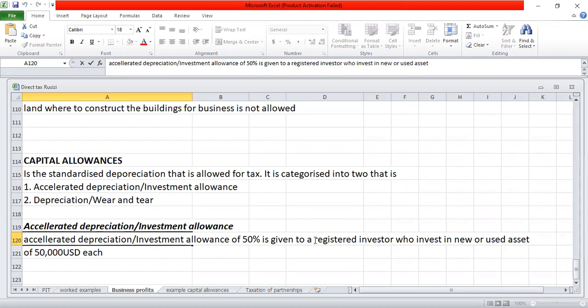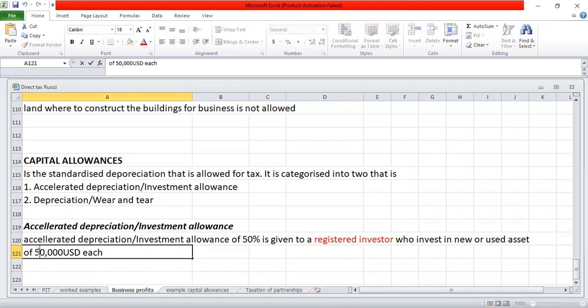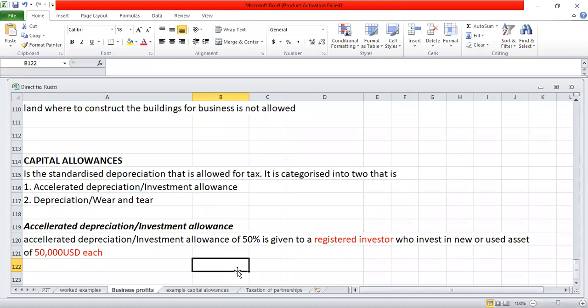The first one, which is very, very important, is this one: a registered investor. For someone to get an investment allowance or an accelerated depreciation, that investor must be registered with RDB and they must be having an investment license recognizing him as a registered investor. Another condition is that each asset should be at least 50,000 US dollar. Those two information are very important when you are computing capital allowances.